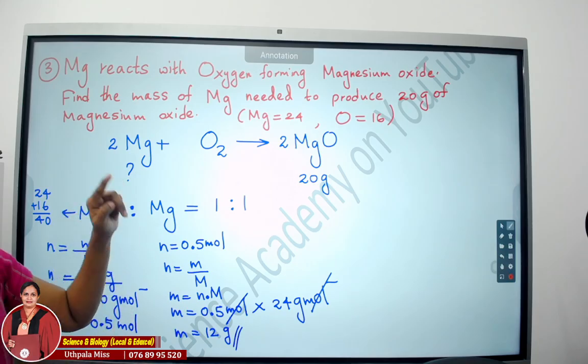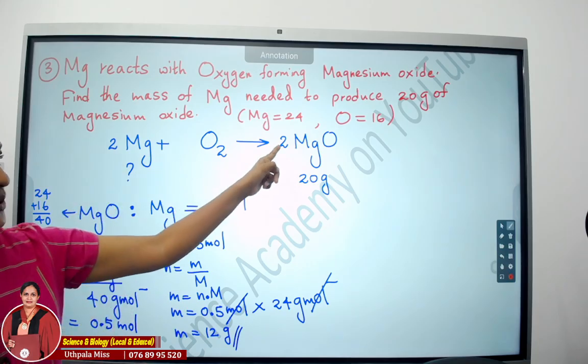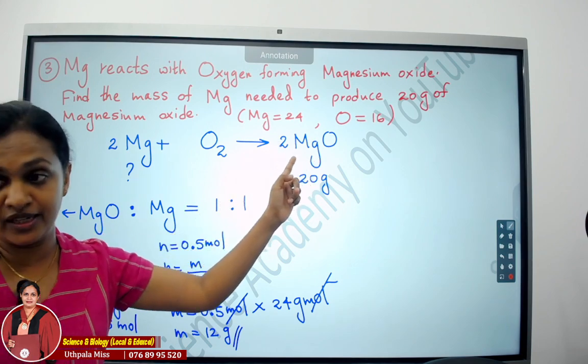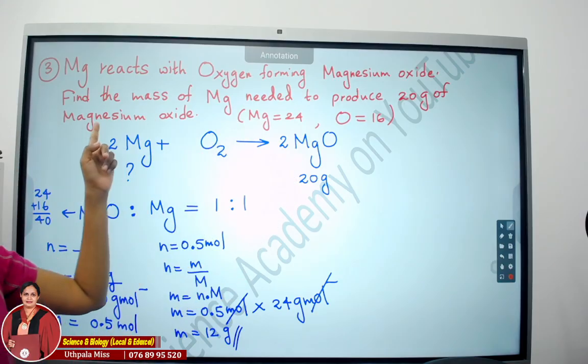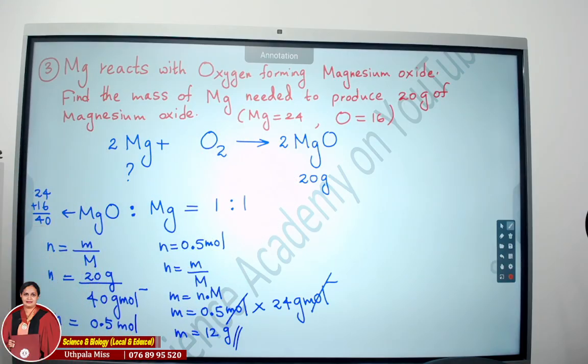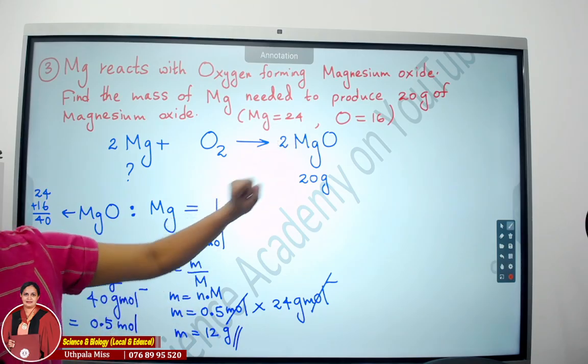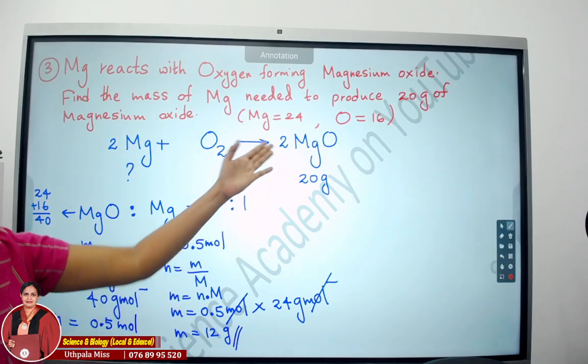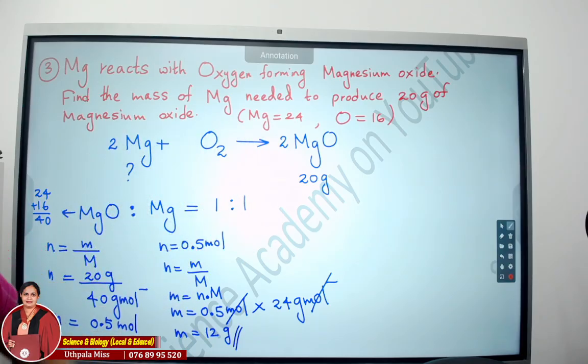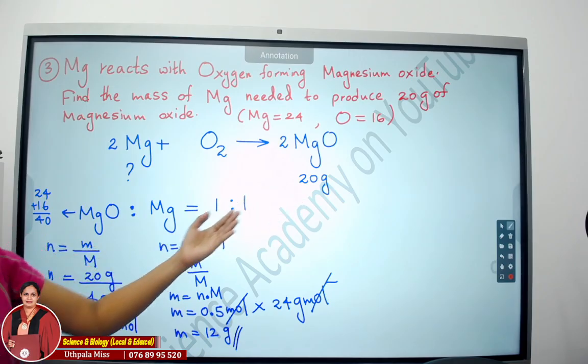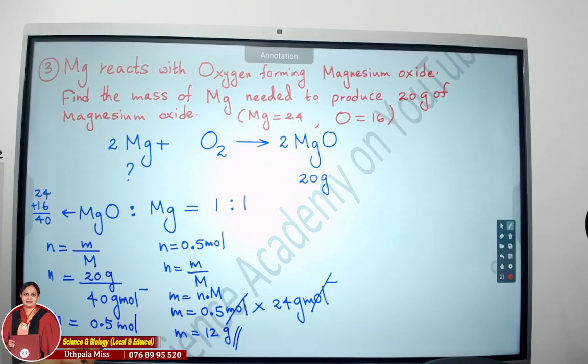So you balance the equation. Since it is O2, I put 2 in front of MgO. Then magnesium also becomes 2. Therefore, in front of magnesium, I put 2. This is all together here 20 grams. Means the molar ratio 2:2 and 1:1. So 20 grams of magnesium oxide means 0.5 moles. Magnesium also 0.5 moles. Now what is the mass of magnesium needed? That is how we calculated. Okay?